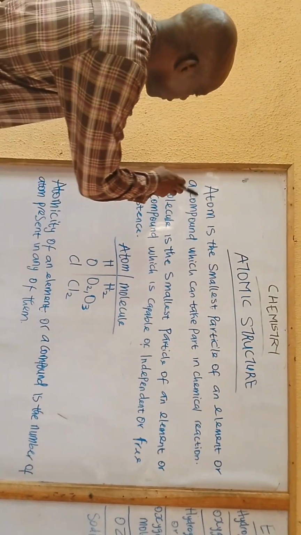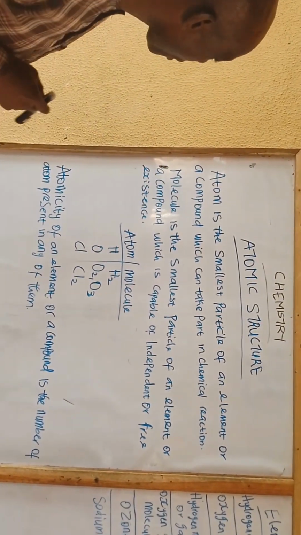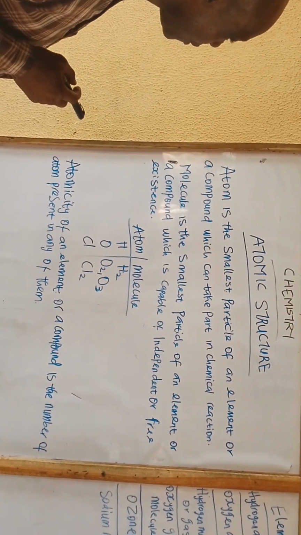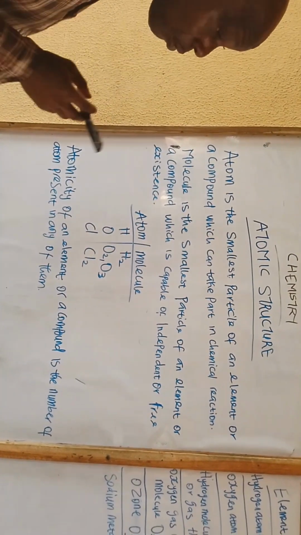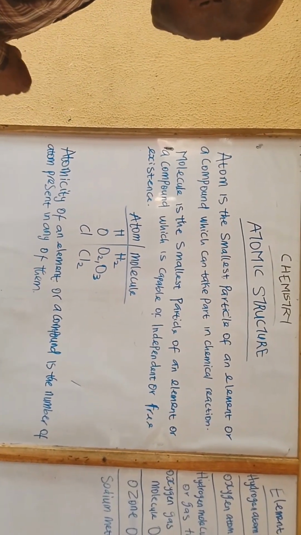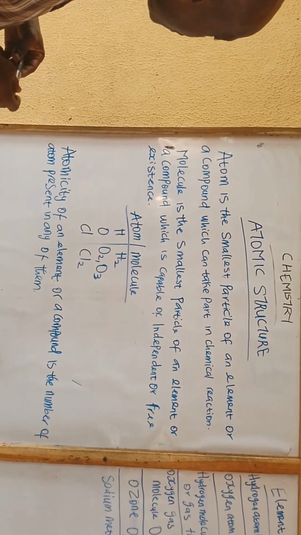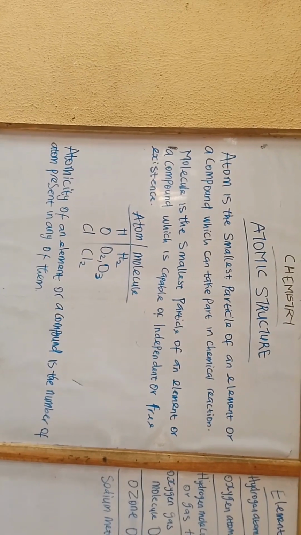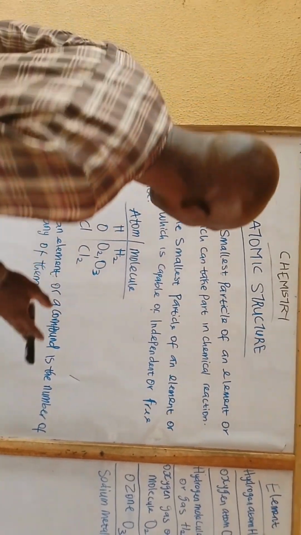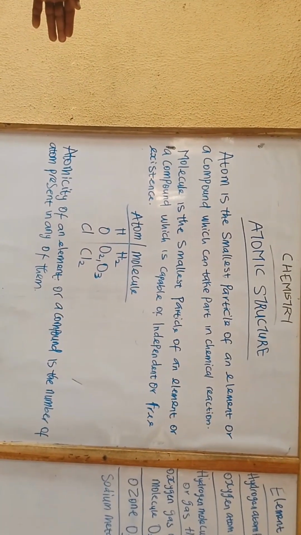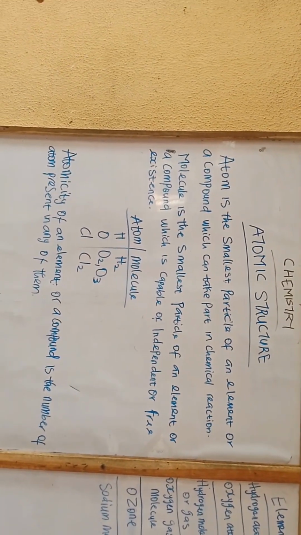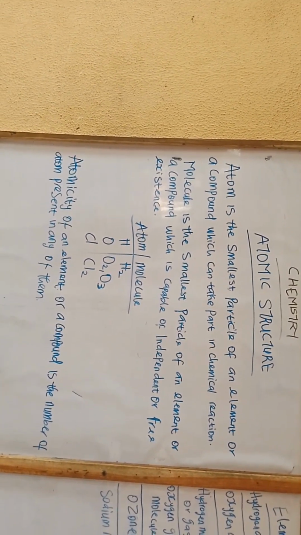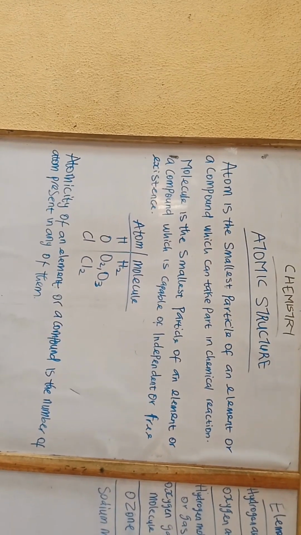And what is an atom? An atom is the smallest particle of an element or a compound which can take part in chemical reaction. And molecule, on the other hand, is the smallest particle of an element or a compound which is capable of independent or free existence. So in some exams, you might be asked to distinguish between the two concepts. It is common in many exams where they say distinguish between an atom and a molecule. So with this definition on the board, you should be able to do that.